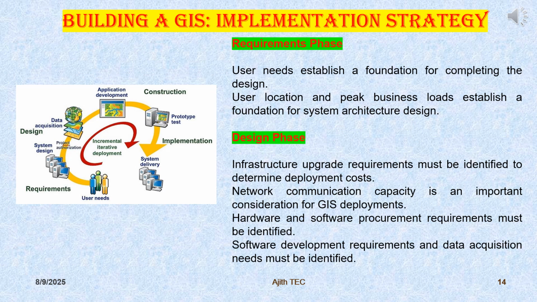Building a geographic information system, implementation strategy. Requirements phase. User needs establish a foundation for completing the design. User location and peak business loads establish a foundation for system architecture design. Design phase. Infrastructure upgrade requirements must be identified to determine deployment costs. Network communication capacity is an important consideration for GIS deployments. Hardware and software procurement requirements must be identified. Software development requirements and data acquisition needs must be identified.